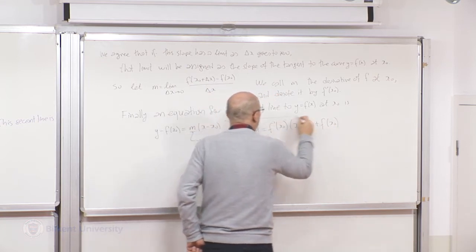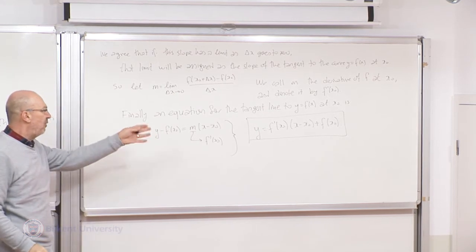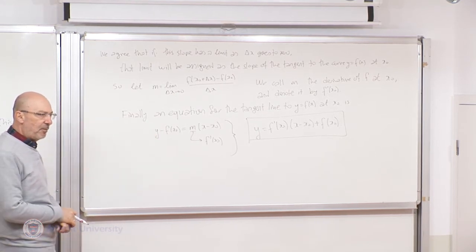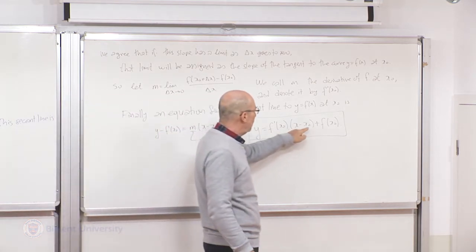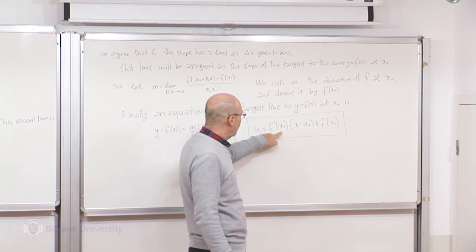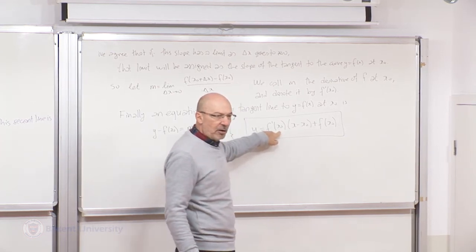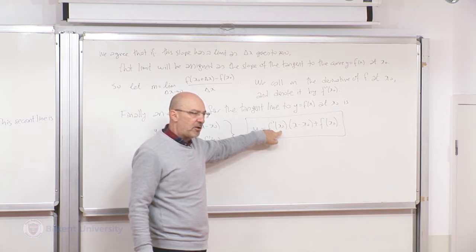You can simplify this, change places, but this is the equation of a straight line. It passes through the point x sub 0, f of x sub 0, and it has a slope which we obtained by looking at the limits of the slopes of secants.